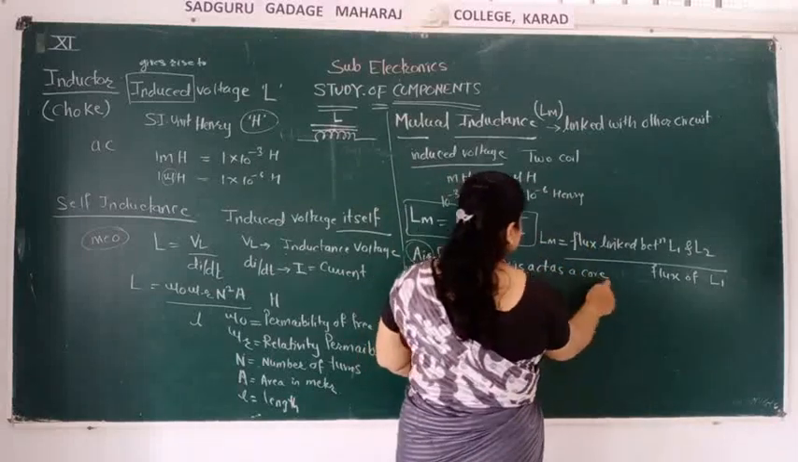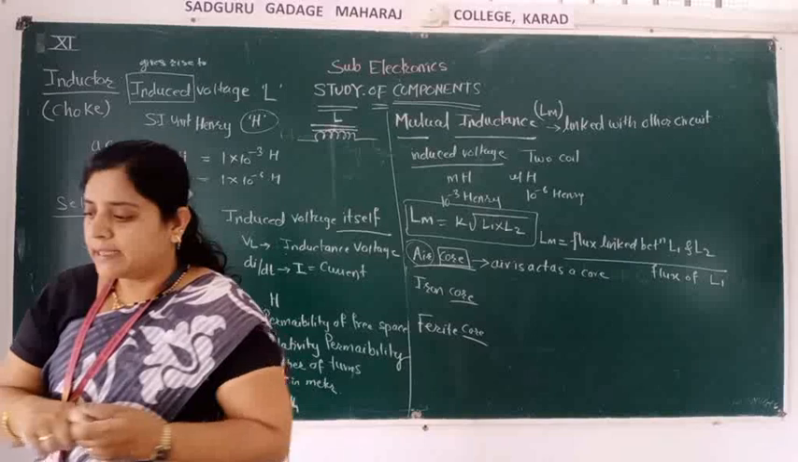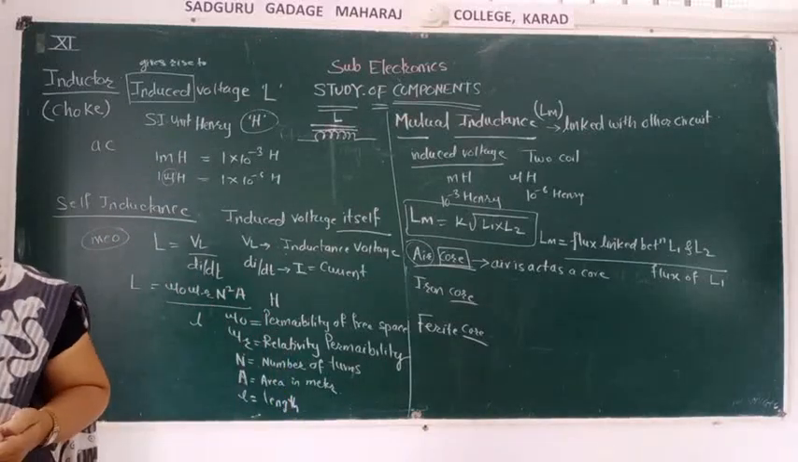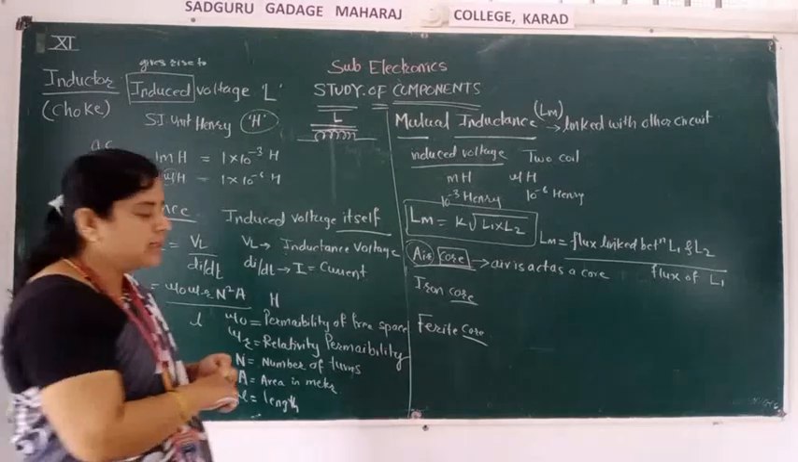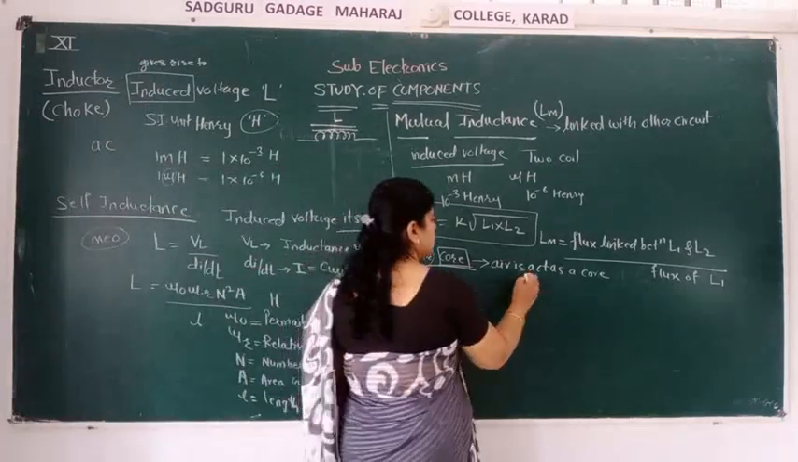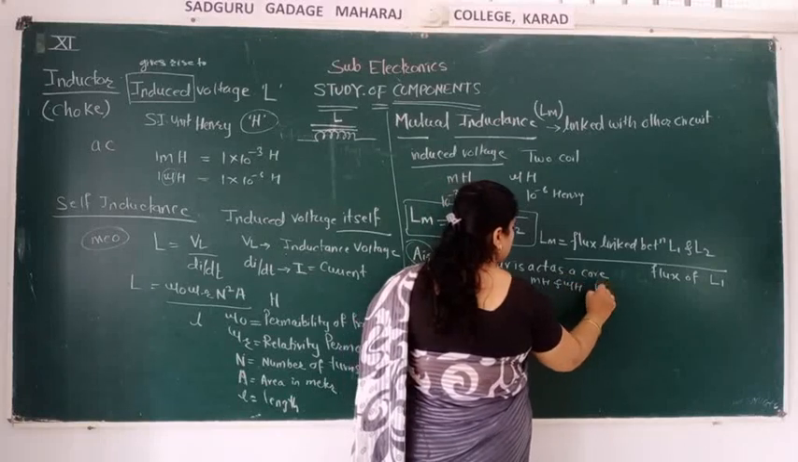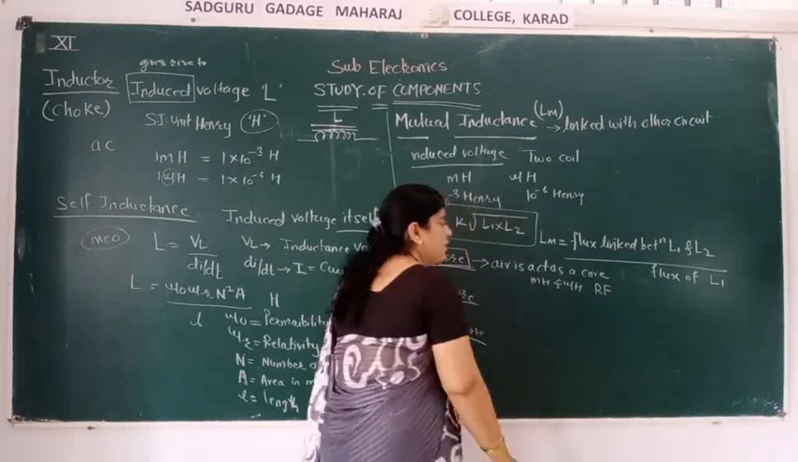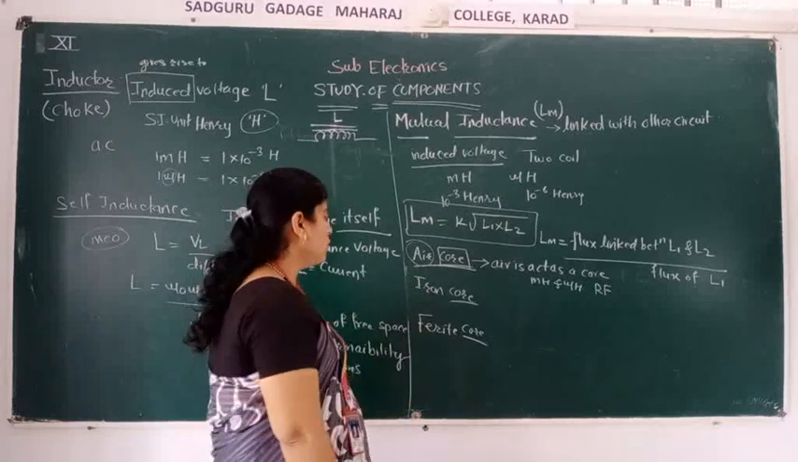Air acts as a core, that is called the air core inductor, and this air core inductor is nothing but a conductive wound wire, and it is always measured in millihenry and microhenry, and these are used in the radio frequency signal. Okay, in RF signals, air core is used.